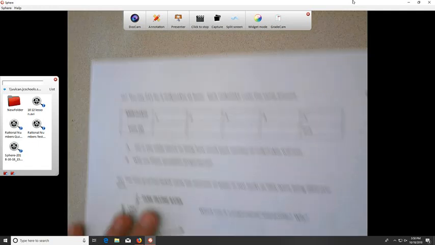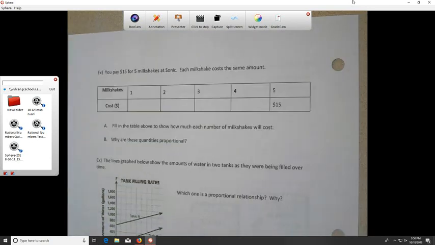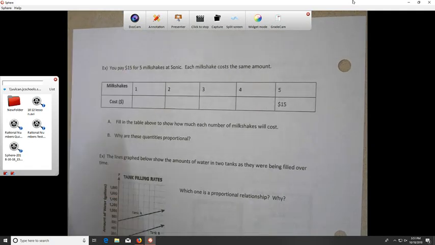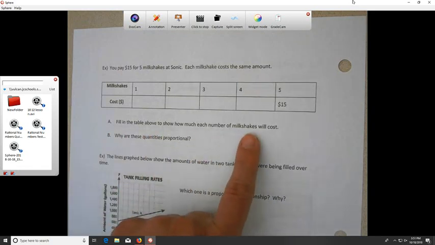All right, on the back, we have another table, but this one we're actually going to fill out and then talk about why it's proportional. So it says you pay $15 for 5 milkshakes at Sonic. Each milkshake costs the same amount. Fill in the table above to show how much each number of milkshakes will cost.